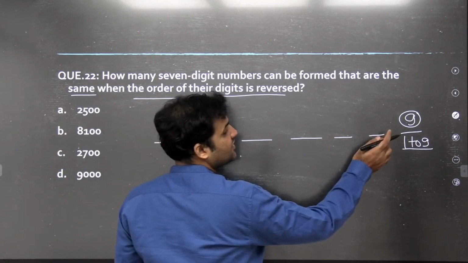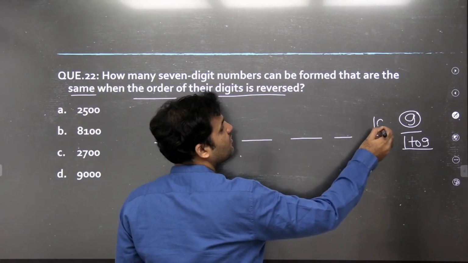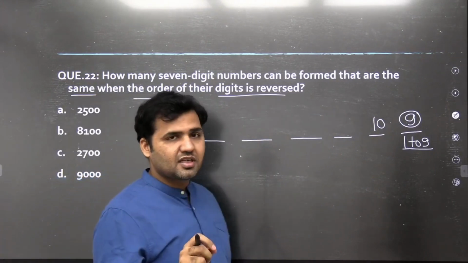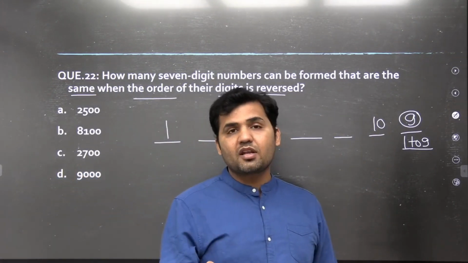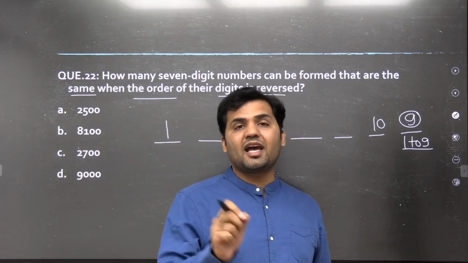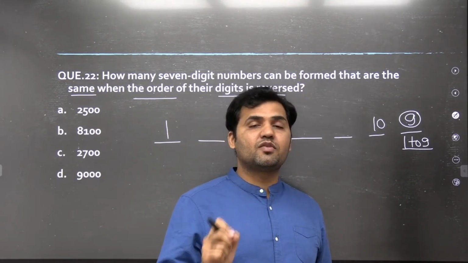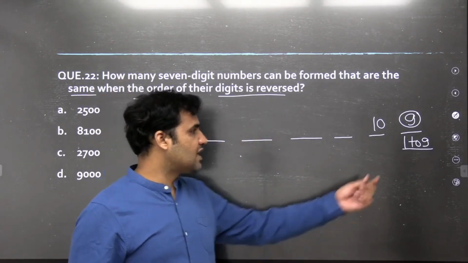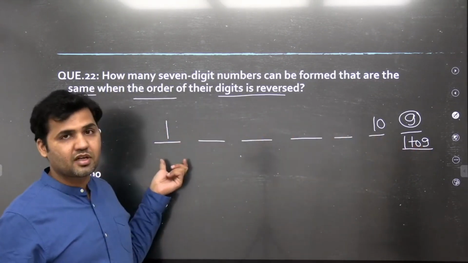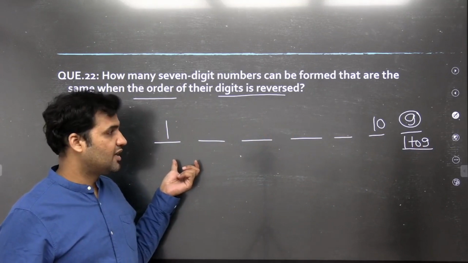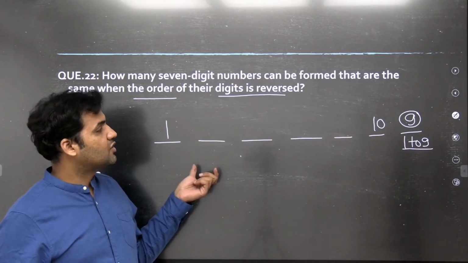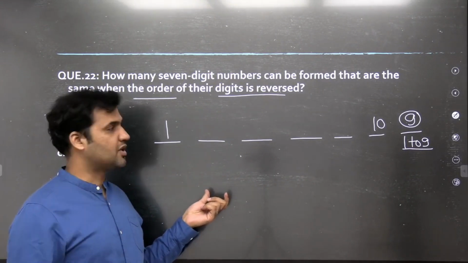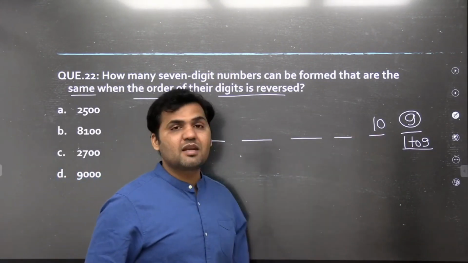Now second place can be filled in how many ways? It can be filled in 10 ways because we have not been given any restriction on the digits. In a palindromic number, repetition of digits has to be allowed, because otherwise you will not be able to make the number. If 1 is coming over here, the same number has to come over here. If the repetition is not allowed, then you will not be able to make a palindromic number. So it's understood, if you are making a palindromic number, digits have to be repeated. So the second place can be filled in 10 ways.